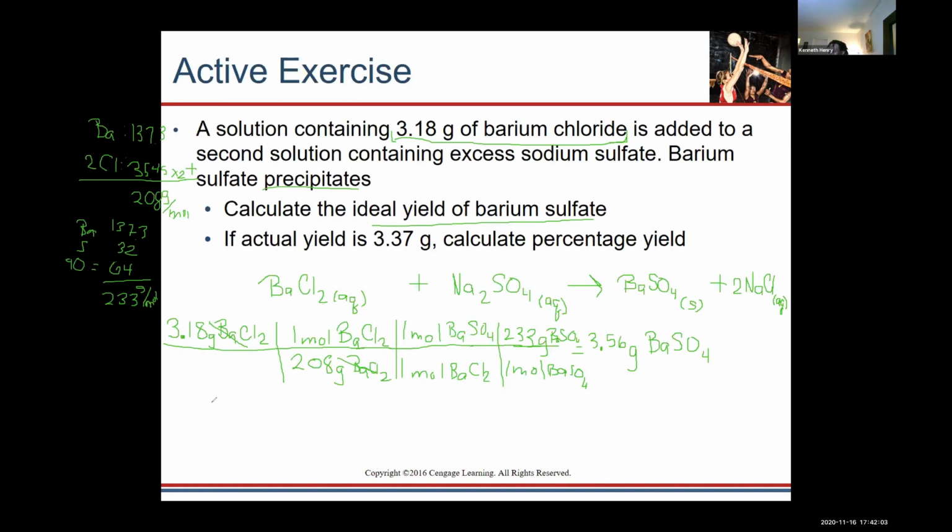Okay, so then what's next? You want to put it into that actual yield over ideal yield, times 100 for percent. Actual over ideal times 100. So what we found was the ideal yield. That's correct. What you figure out by stoichiometry is your ideal.